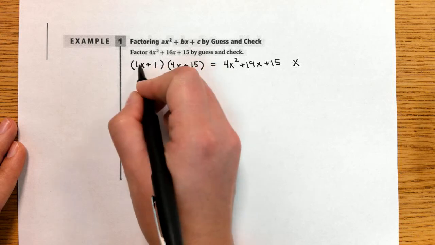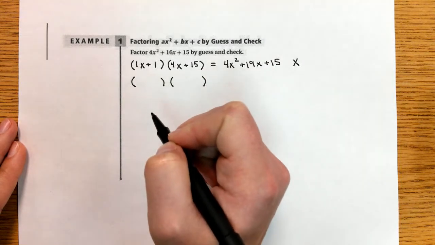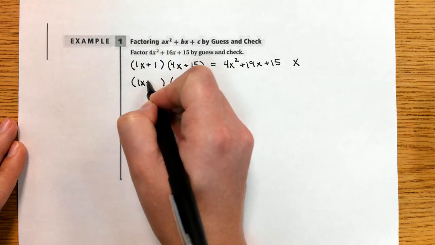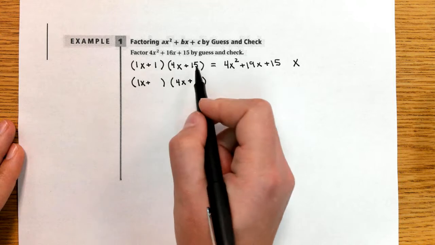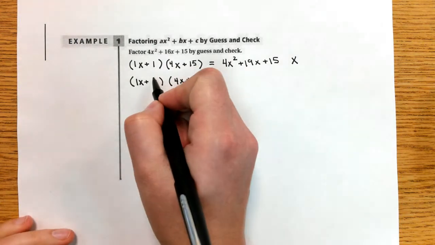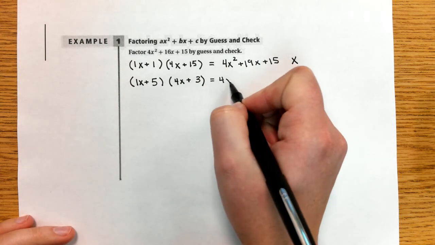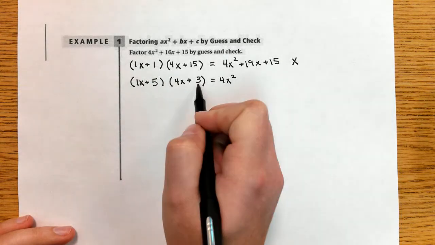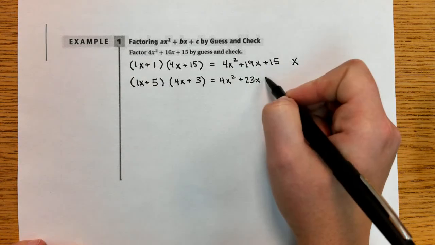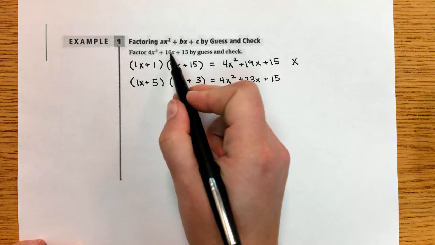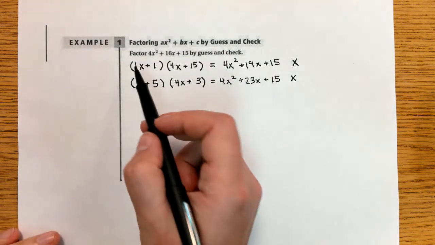Okay, so you can continue doing 1x and 4x if you want. You could also, remember, do 2 and 2. So let's try 1x again and 4x. With the 15, I could also use 3 and 5. So let's use 5 and 3 here. So 1x times 4x will give me my 4x². And then outer, I'm going to get 1x times 3, which is 3x. Inner, 20x. So that's going to give me 23x. And then 5 times 3 will give me 15. I want 16x. I have 23x. So that didn't work.